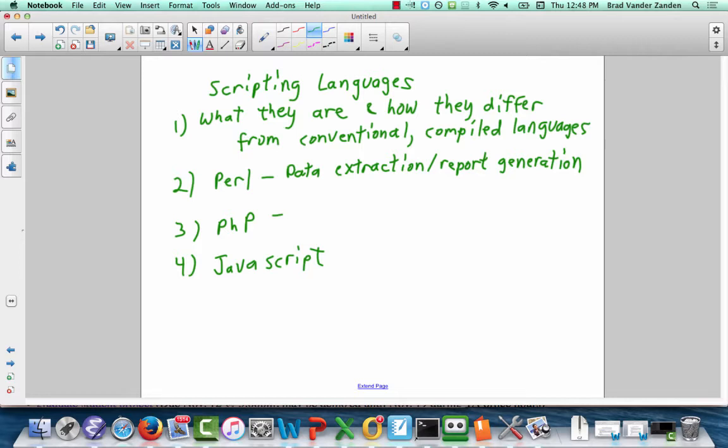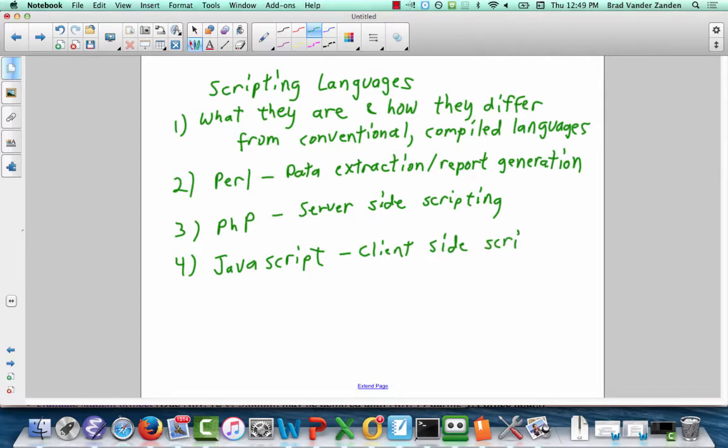And then PHP and JavaScript are, in some sense, twinned. They are web-based languages. PHP is typically used for server-side scripting. It's the most widely used language for server-side scripting. And JavaScript is the most widely used for client-side scripting.